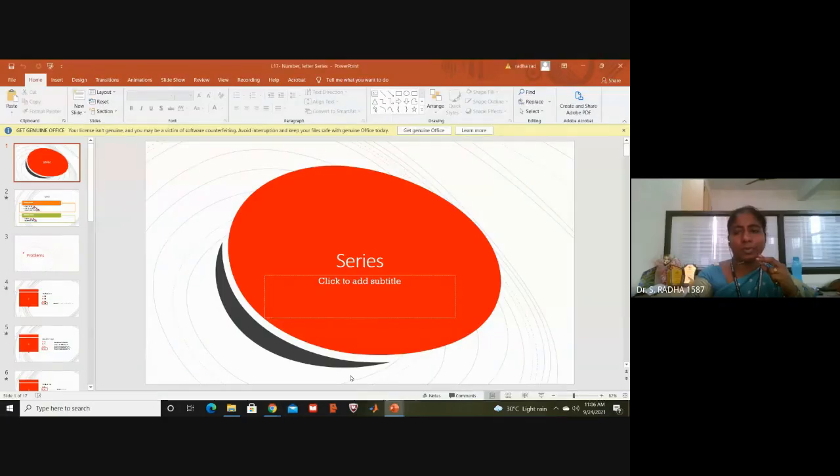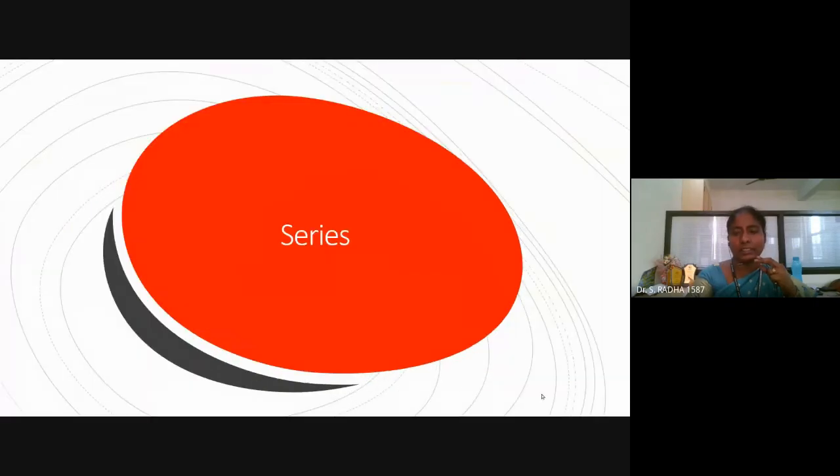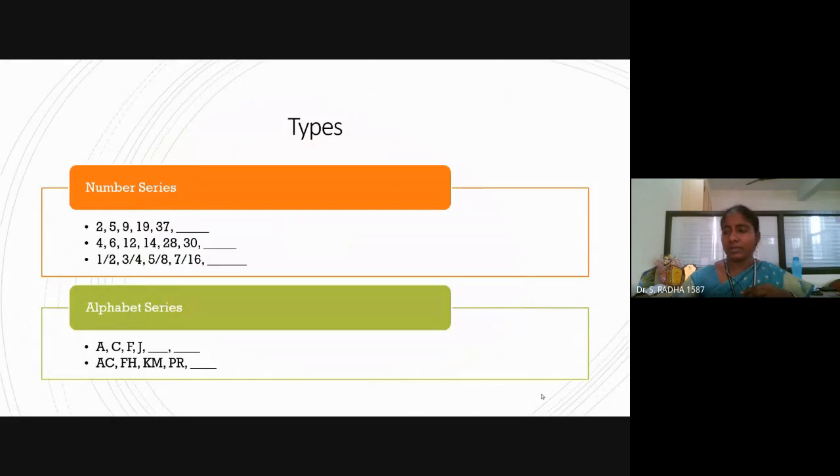Okay, the first problem, number series, letter series. This is an example of how it will be. Number series will be dealing with digits, numbers, and letter series will be dealing with the alphabets. Maximum, it will be dealing with the alphabets, and special symbols rarely come. There may be mixed series also, numbers and letters together.